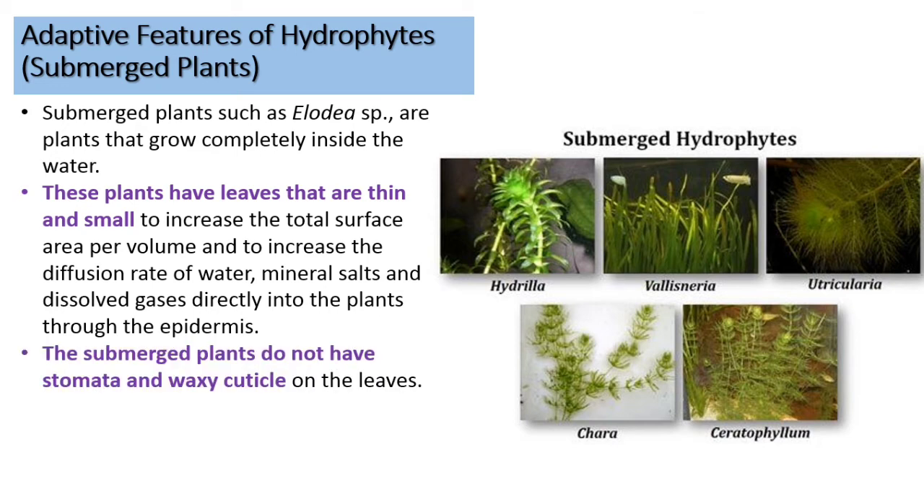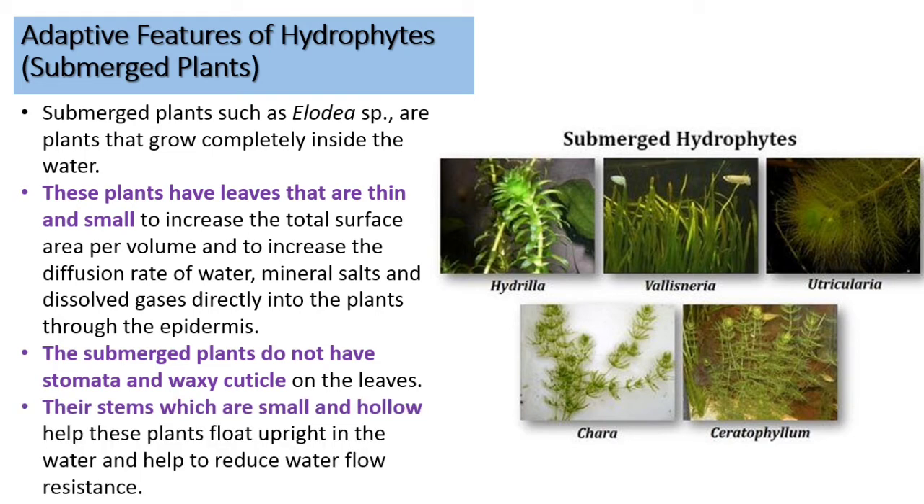So the submerged plants do not have stomata and waxy cuticle. Their stems, which are small and hollow, help this plant float upright in the water and help to reduce the water flow resistance. So we can see the structure of the stem is very small, and the structure of the stem is hollow. This characteristic can make the plant upright in the water and reduce the water flow resistance.